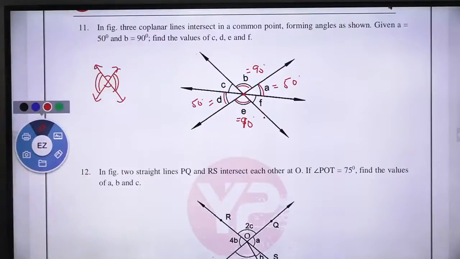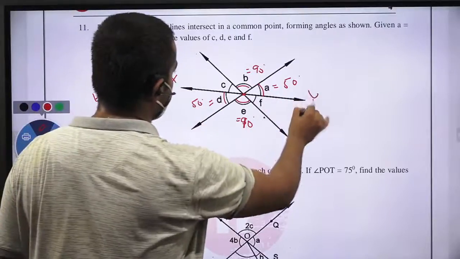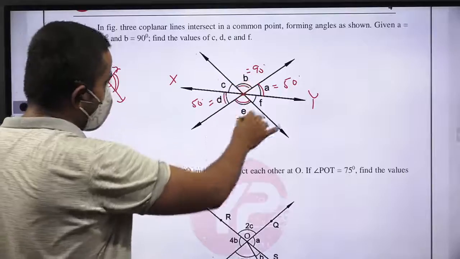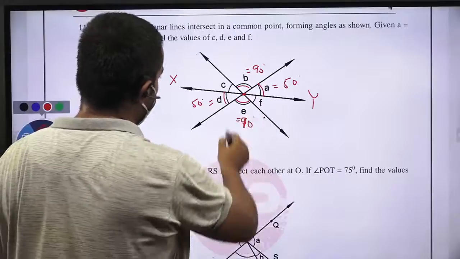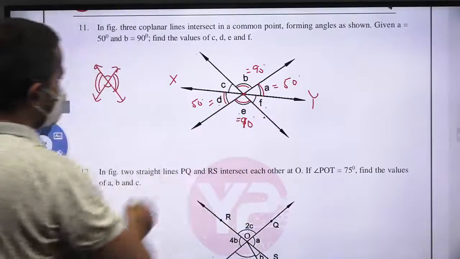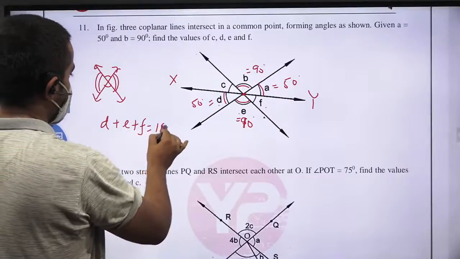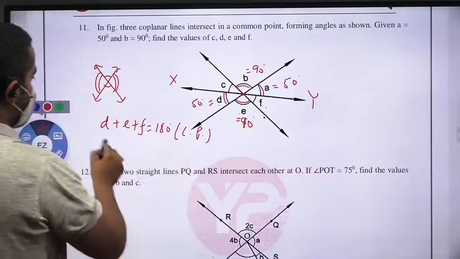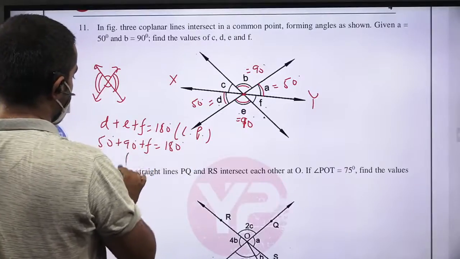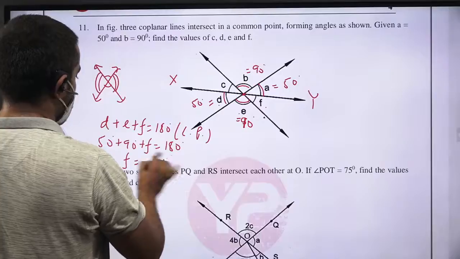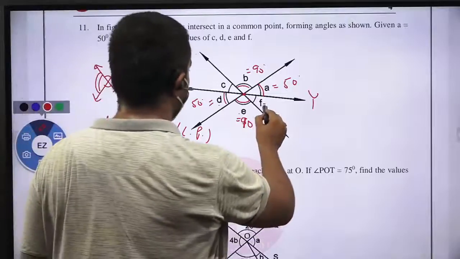Now we need to find C, D, E, and F. Now see, for this line, let's say this line XY. As you know, the sum of all the angles around the point will be 360. Now, first form linear pairs. This D, E, F for line XY form a linear pair. D, E, F equals 180, a linear pair. D is 50, E is 90. So that is 40 degrees. So F is 40 degrees.